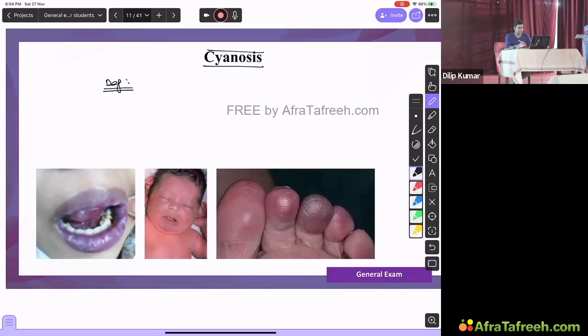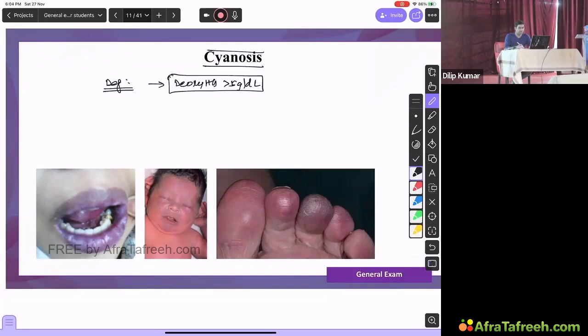Whenever the deoxyhemoglobin component is more than 5 grams per deciliter, you will get cyanosis. This is the number that you need to know for exams. Deoxyhemoglobin component more than 5 grams per deciliter in the blood. Or if the deoxyhemoglobin exceeds more than 30% of the total hemoglobin. This is not that important, but if some examiners ask, you can say it exceeds 5 grams per deciliter, or if it exceeds 30% of the total hemoglobin, you're going to end up with cyanosis.